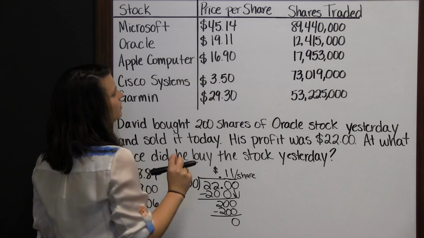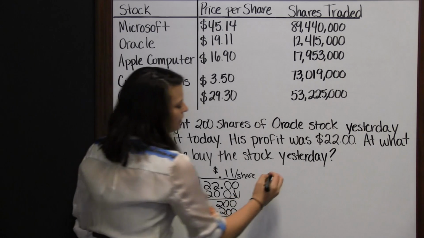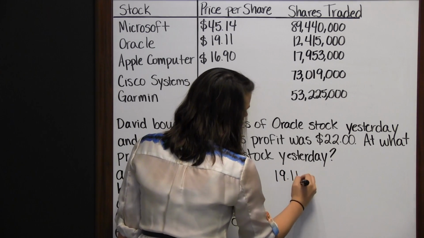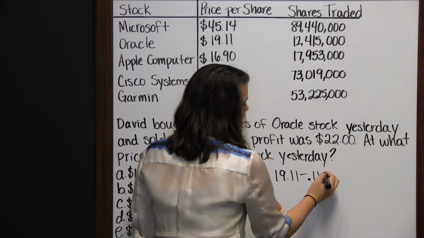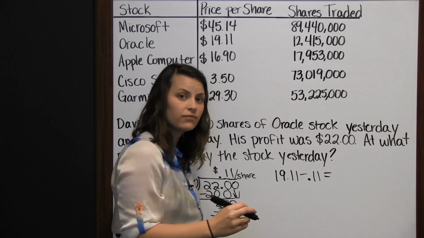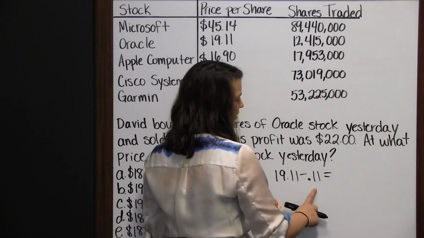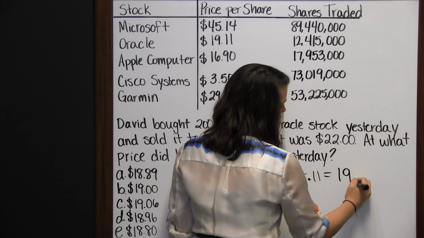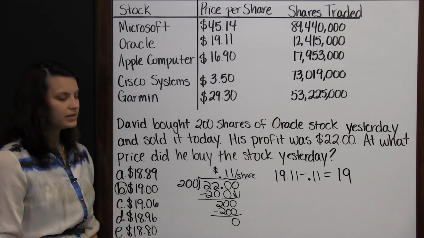If today's price per share is $19.11, then we have to subtract his profit to find out how much he bought them for the day before. So $19.11 minus 11 cents would just be $19. Answer B.